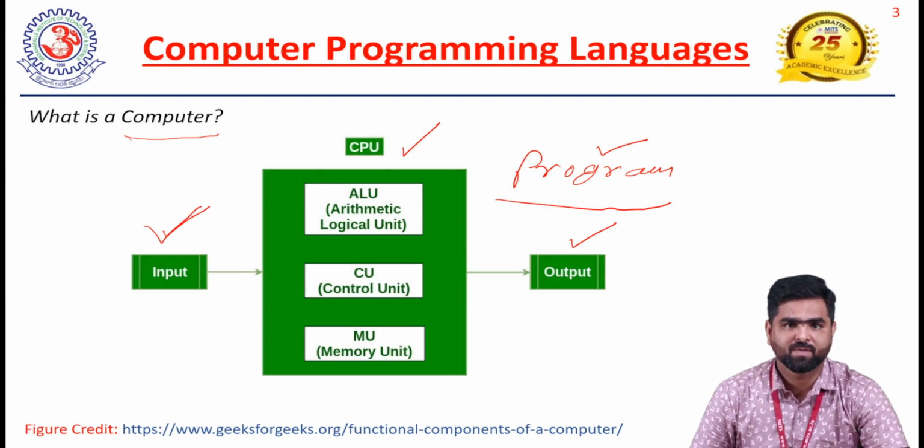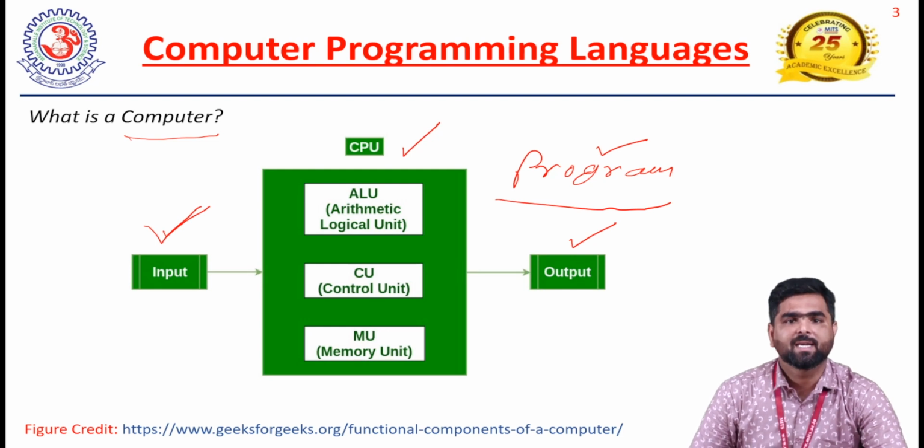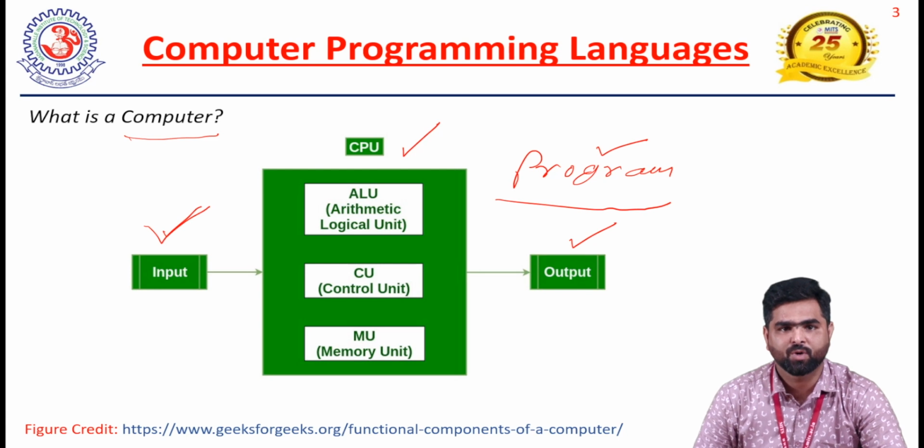When it comes to the functional components, here we can see we have input devices, output devices, and CPU. CPU is nothing but the central processing unit. Inside the CPU, we have the ALU, arithmetic logical unit, the CU, control unit, and the MU, memory unit. What is the use of the input unit? This input unit is used to give the input to the computer. After giving this input, whatever programs we have given to the computer, based on that program, the input data will be processed with the help of the ALU.